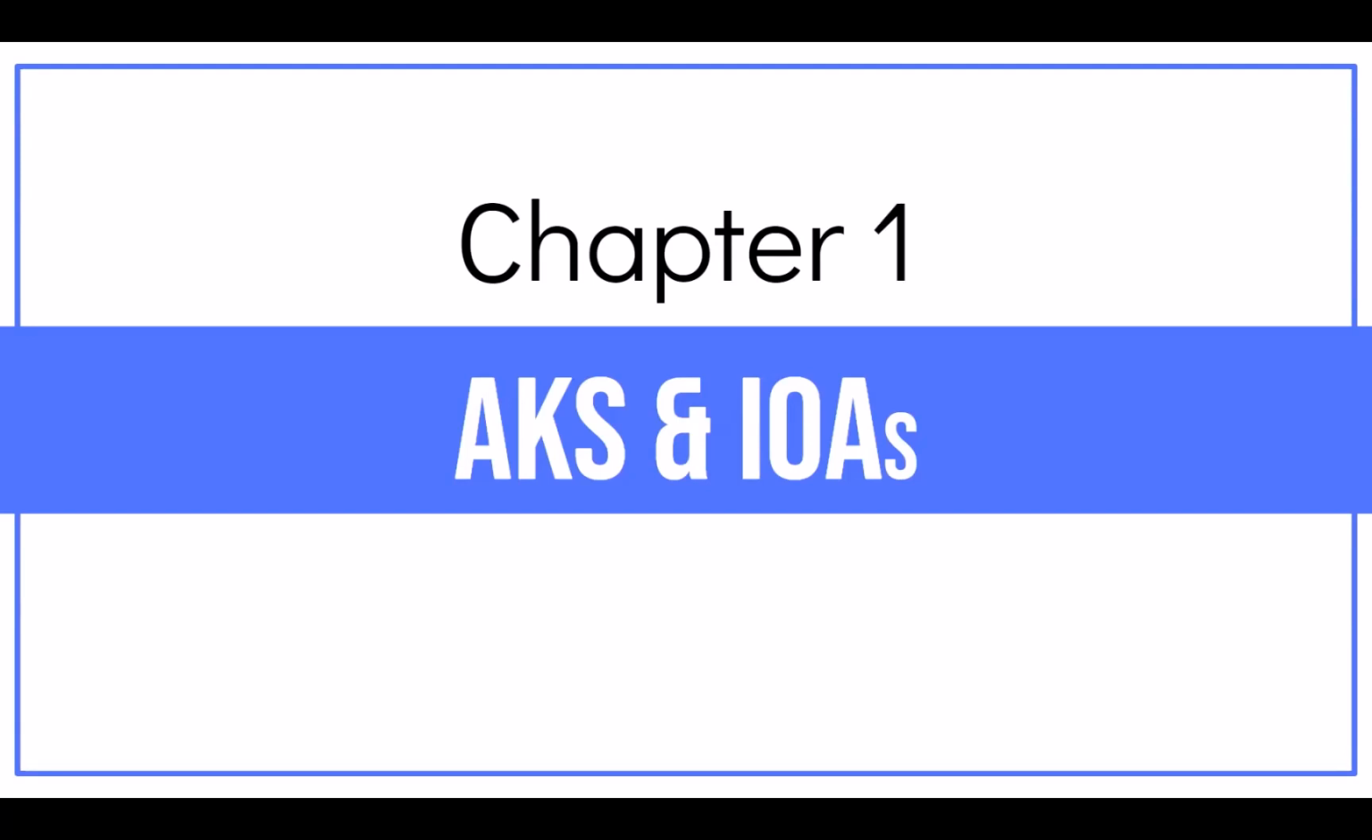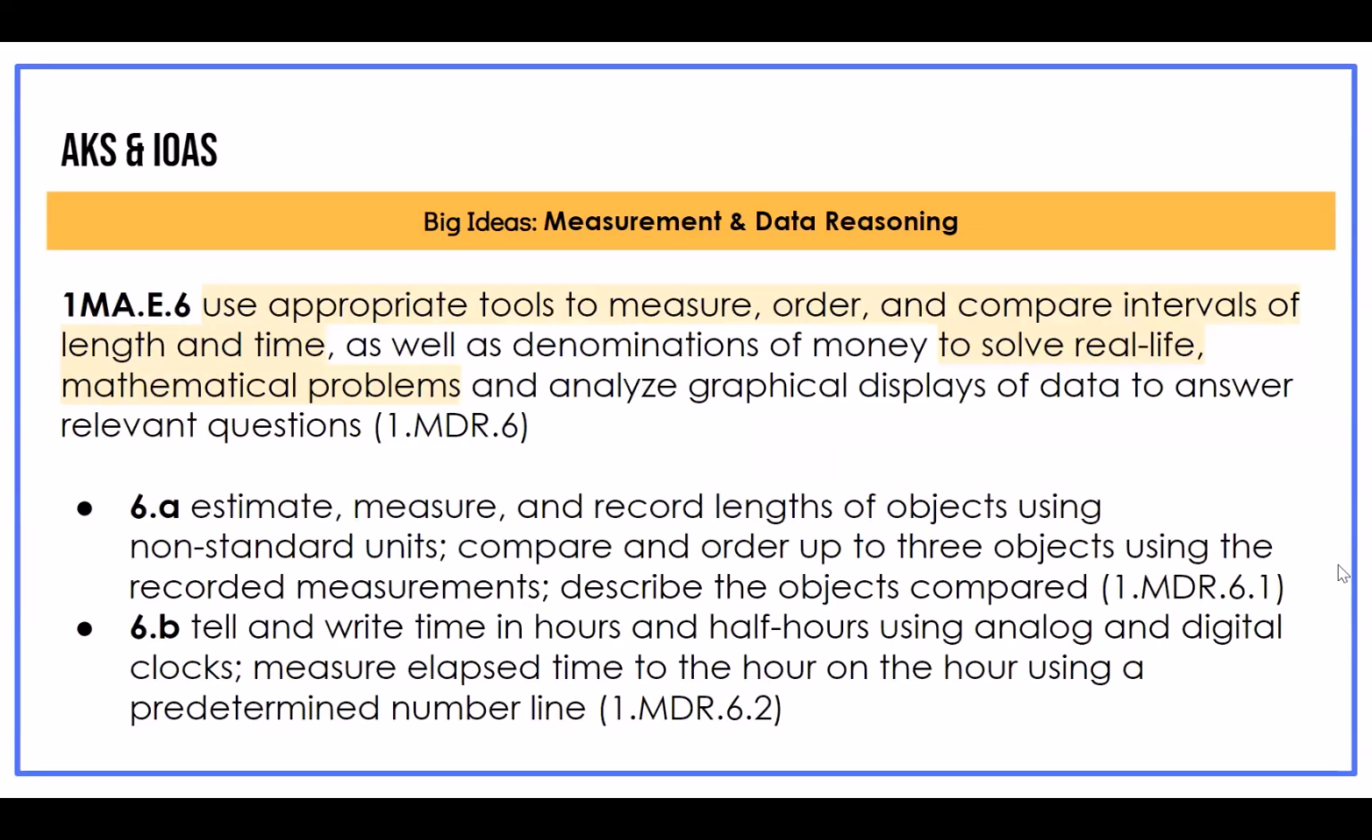In Chapter 2 of the video, we will look to see how the AKS and IOAs in this unit are paced in detail. Let's look at the AKS and IOAs we will be teaching in this unit. Unit 4A has one AKS, AKS 6. The parts of AKS 6 we will focus on in Unit 4A involves using appropriate tools to measure, compare, and order length, as well as telling time and measuring elapsed time to solve real-life problems.